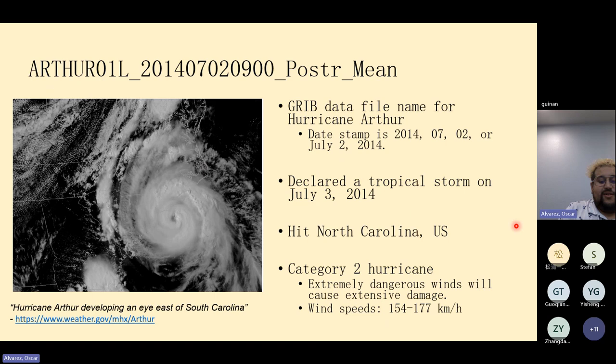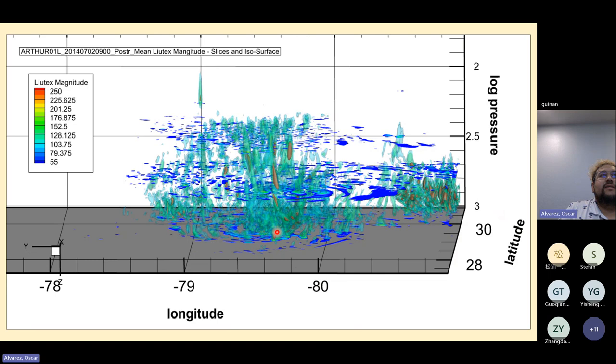So here is one visualization that I made, and this is all Liutex magnitude. We have a few slices going through the data. Here's the longitude and the latitude. We see the main hurricane forming here. I do not know much about hurricanes. I was asked to produce these figures. I am still learning, but this is pretty cool. You can see a lot of information. He said these were great figures, and he learned a lot.